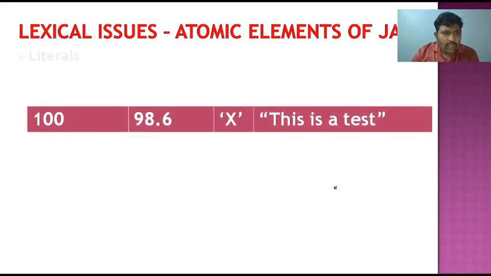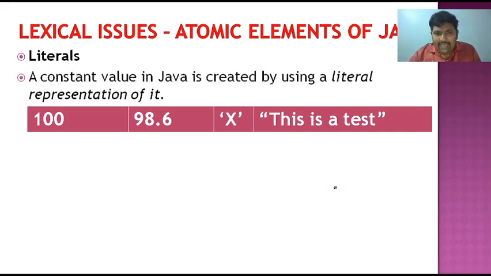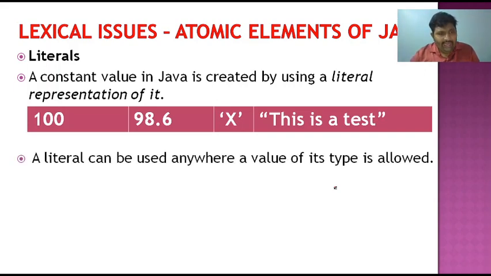Next one is: what is a literal? Whatever values we use in our Java programming language, we call them literals. 100 is a literal, 98.6 is a literal, X is a literal, "This is a test" is a literal. These constant values are called literals. A literal can be used anywhere a value of its type is allowed.